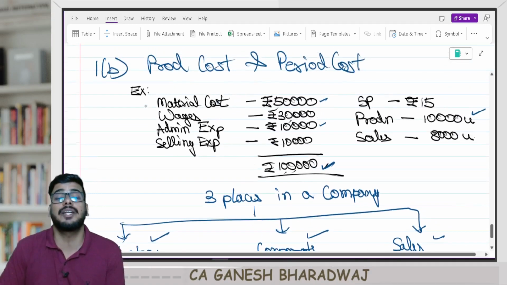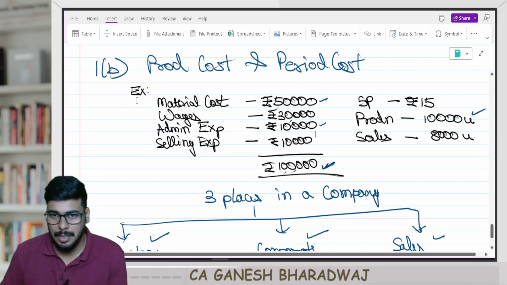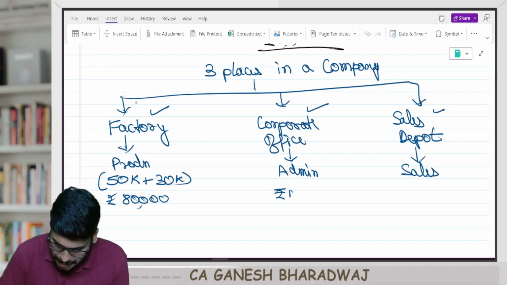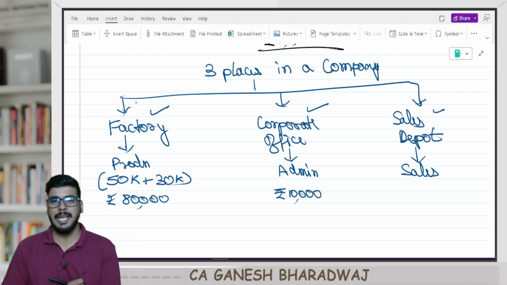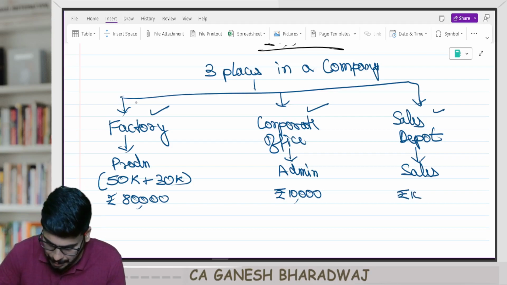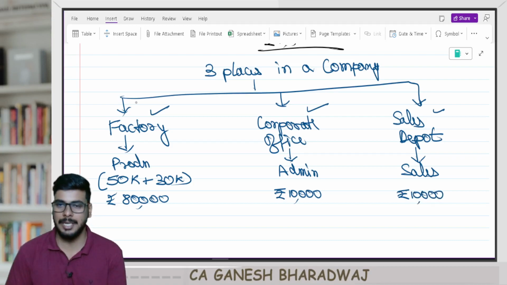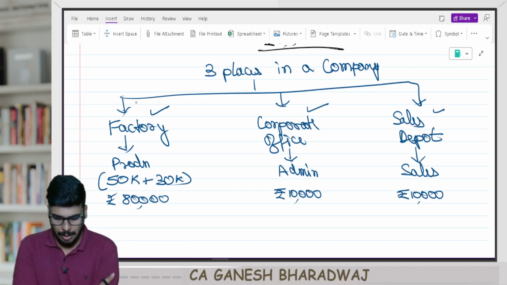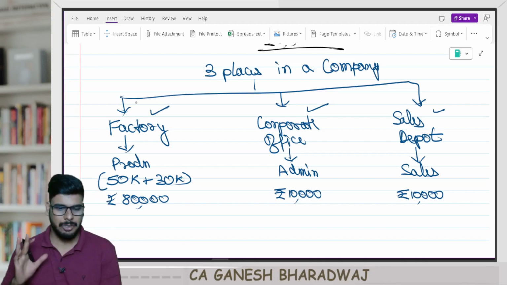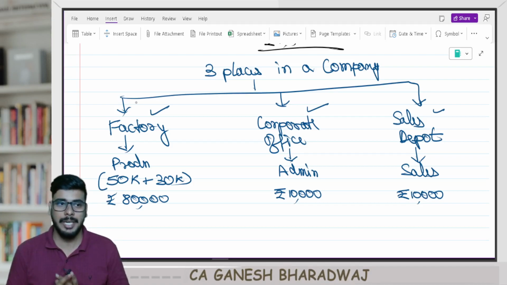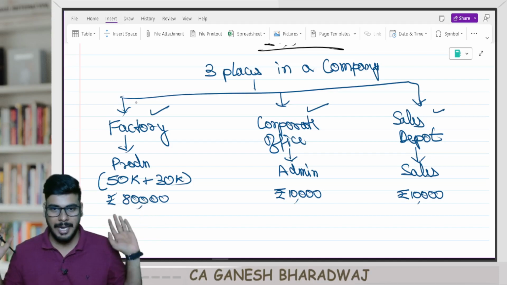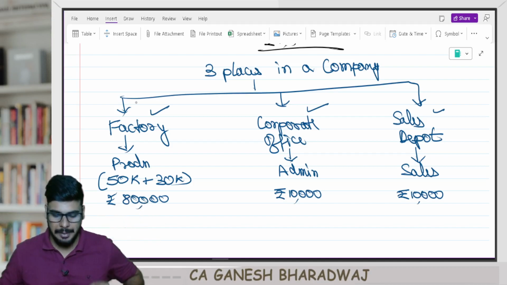Then the administrative expense of 10,000 rupees. Where is it incurred? Guys, where is it incurred? Corporate office. So can I say 10,000 rupees is incurred in my administrative area, right? And in my sales depot, how much is incurred? Another 10,000 rupees, which is given, right? Yes, guys. Are you clear with this? Now, fine. So remember, there are always three locations in a company: factory, corporate office, and your sales depot. Clear with this, guys, right?